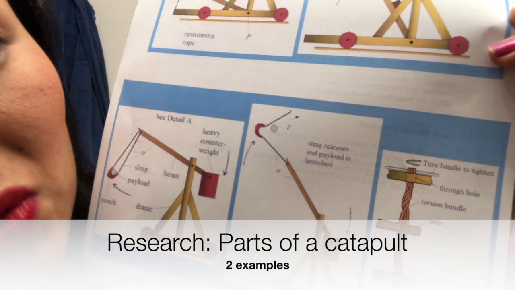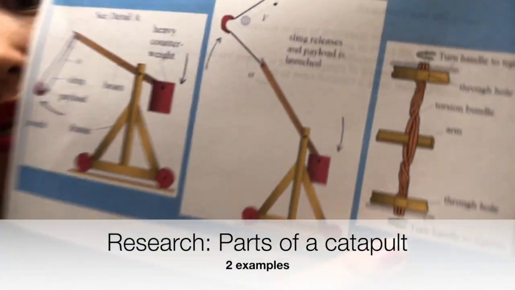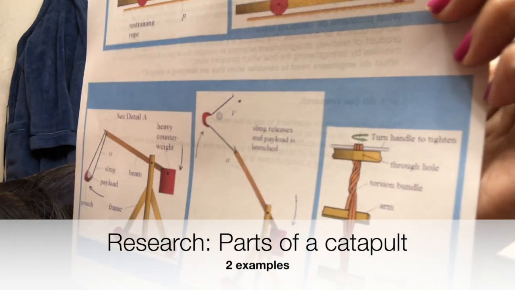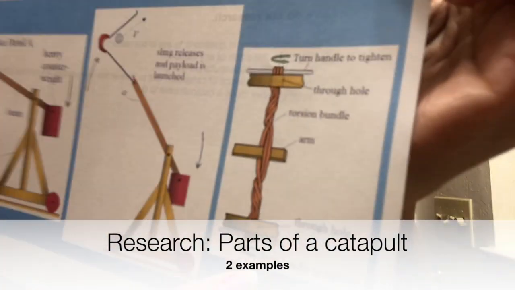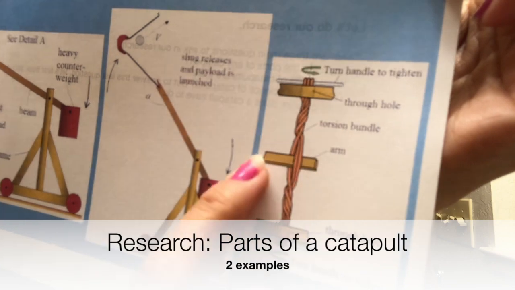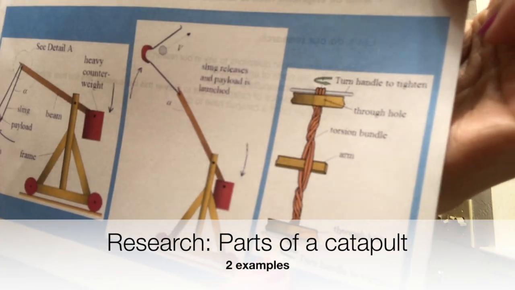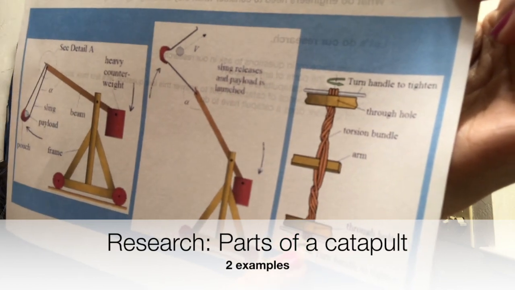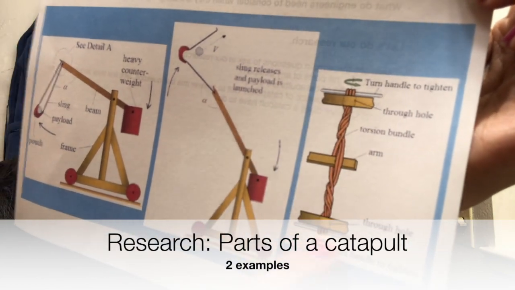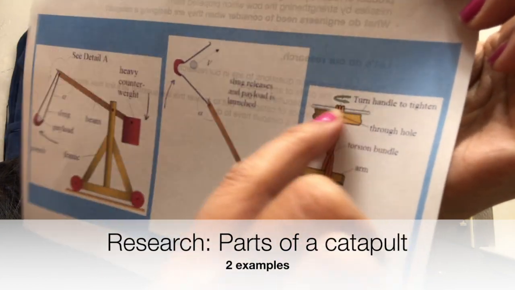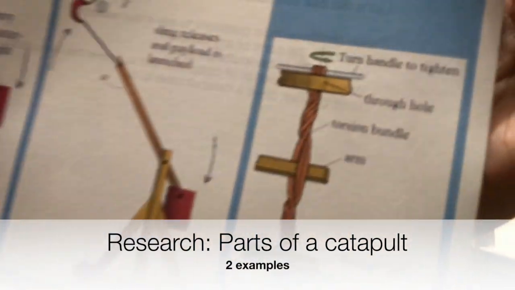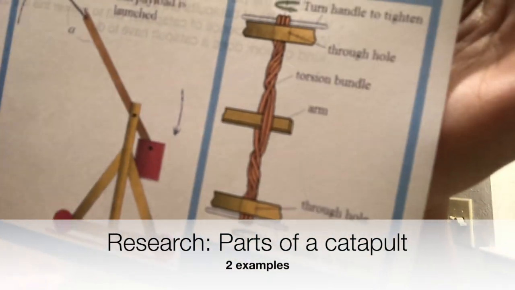Usually you would store potential energy. You would create an increased potential energy by using a torsion bundle. So here is an arm. You'd be twisting that arm. It would be twisting these strings like a rubber band. They go down through the hole and they're turned there and they're turned there. So do you see how that potential energy is increasing?